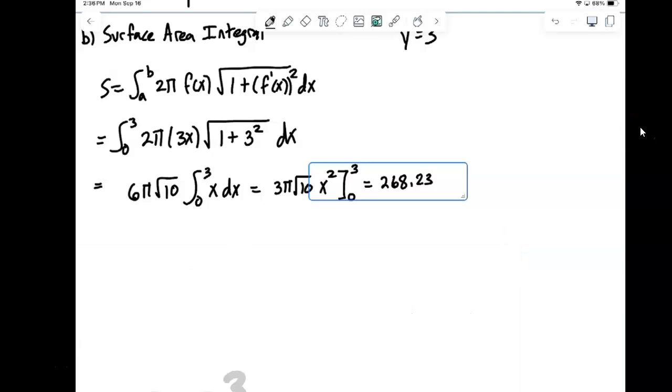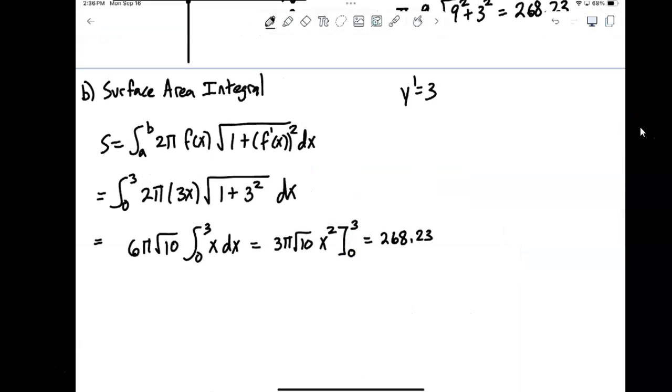This is just an example to see how this formula works with a pretty easy function. And so we're able to compute that pretty easily, and just to see how surface area works. We'll look at some other functions, maybe a little more complicated ones, in the upcoming examples.